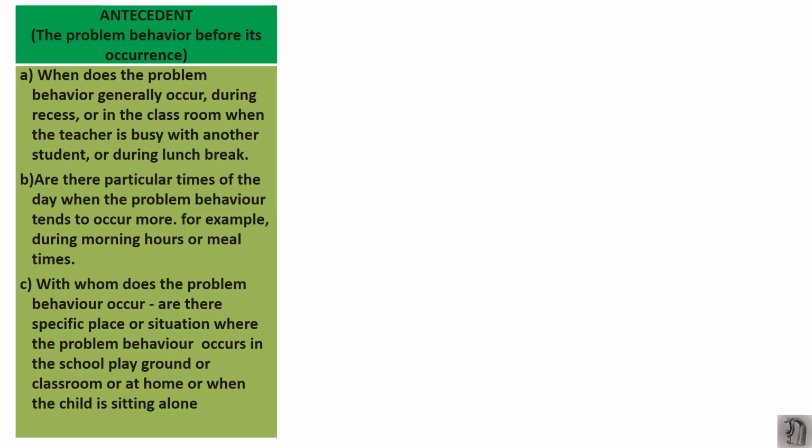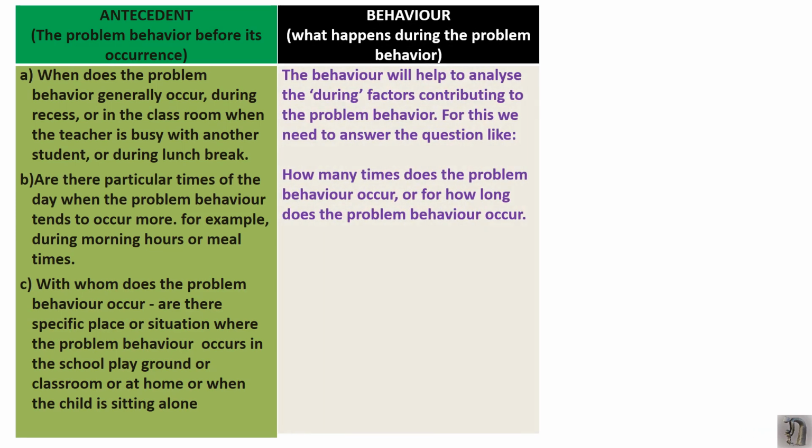So you need to answer these questions to understand why that problem behavior is occurring. That is your antecedent. It's very simple. Now let us see the behavior. So what happened during the problem behavior? The behavior will help you analyze what happened during this stage. That means the problem behavior the child is doing will help you understand what is contributing, what is making the child engage in that problem behavior.